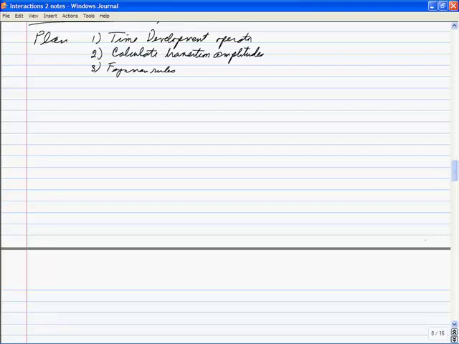Okay, so to get us started, I have to recall some things for you. And the main thing to recall is what's called the interaction picture.